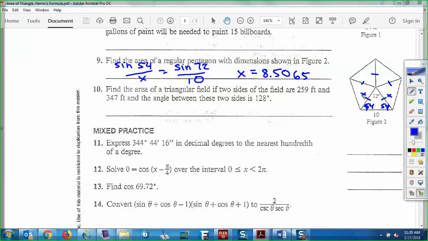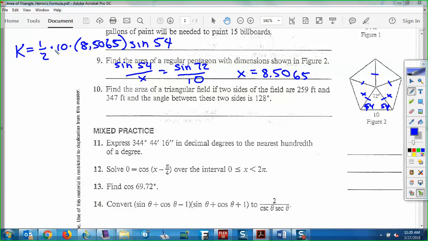Okay, so now, if that's x, I got a side angle side that I could use in my one area formula. I could just go 1/2 times 10 times 8.5065 times sine of 54, right? That would be one of my area formulas. Or I know this is 8.5065, this is 8.5065, so now I got all three sides, I can do Heron's formula, right? But if I could use the other formula, I'd rather.